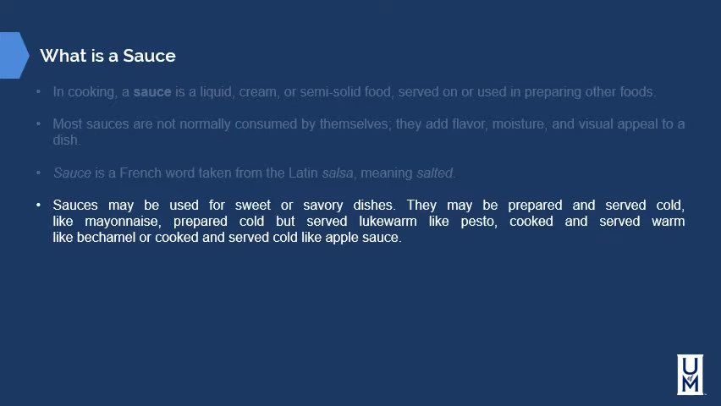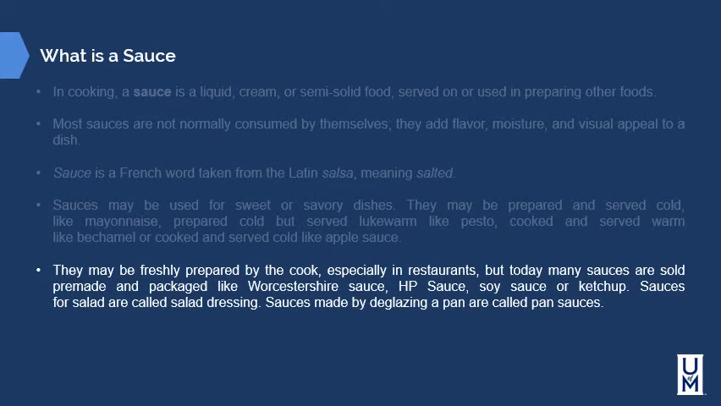Sauces may be used for sweet or savory dishes. They may be prepared and served cold, like mayonnaise, prepared cold but served lukewarm, like pesto, or cooked and served warm, like Béchamel, or cooked and served cold, like applesauce. They may be freshly prepared by the cook, especially in restaurants, but today many sauces are sold pre-made and packaged, like Worcestershire sauce, HP sauce, soy sauce, or ketchup.